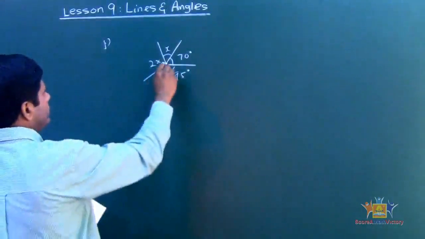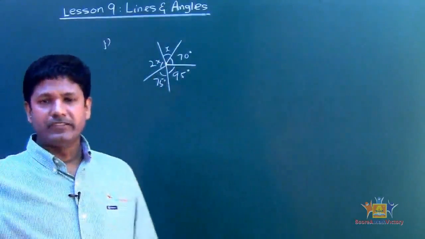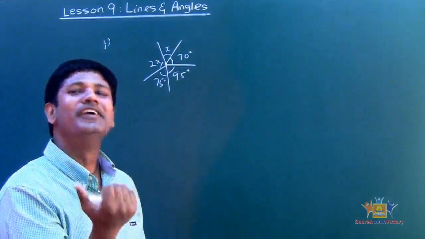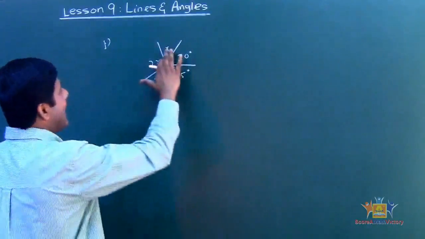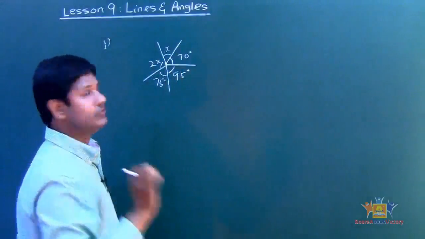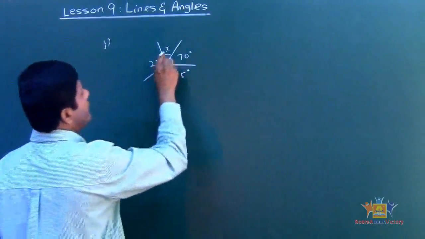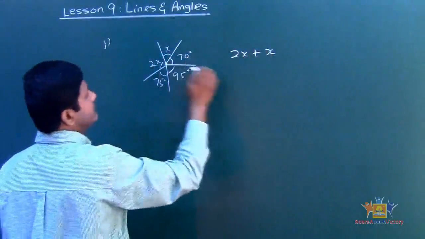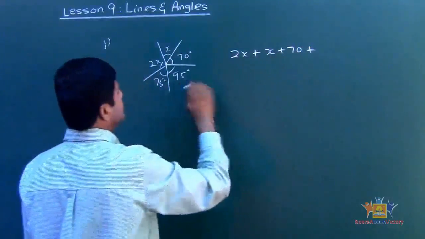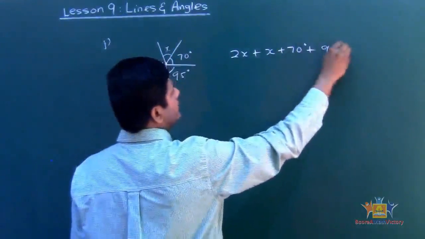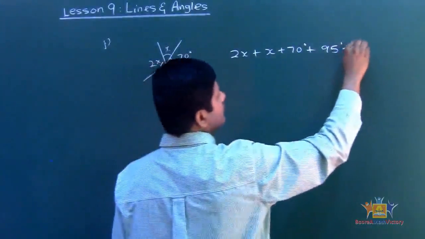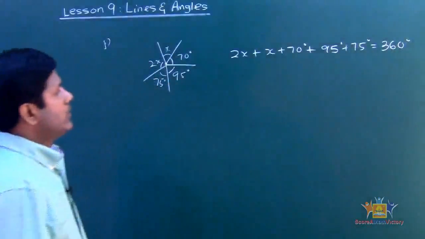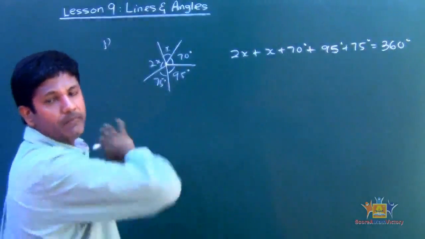Alright? Okay, good. So first thing, what do we have to do? We have to decide what is the total angle for that diagram. What is the total angle? 360. That means adding all this should equal to what? 360. So let's do that. So let's start with the variable. Always start with the variable. Okay, let's say 2x plus x plus 70 plus 95, plus 75 should equal to what? 360. Very good.